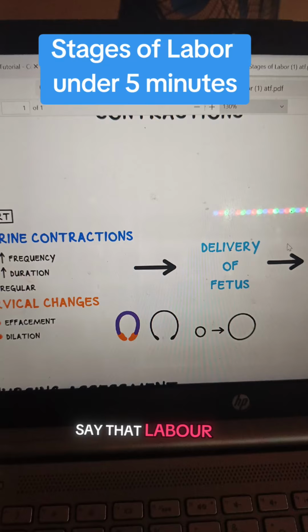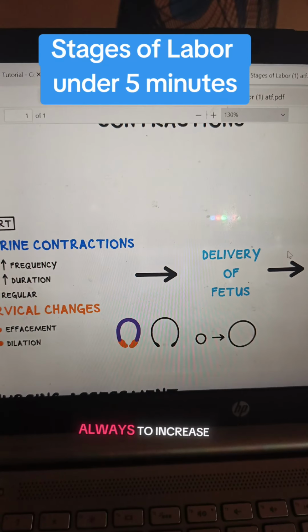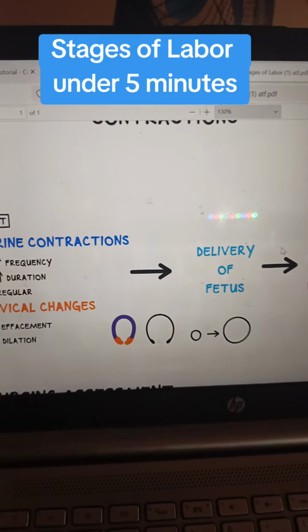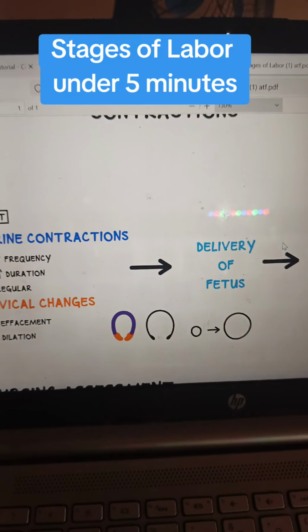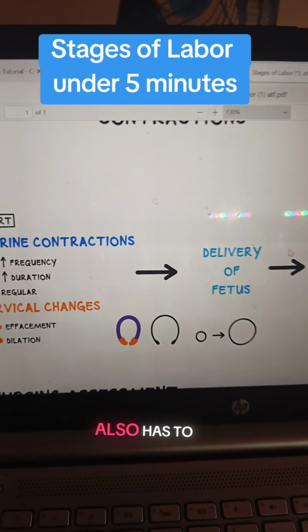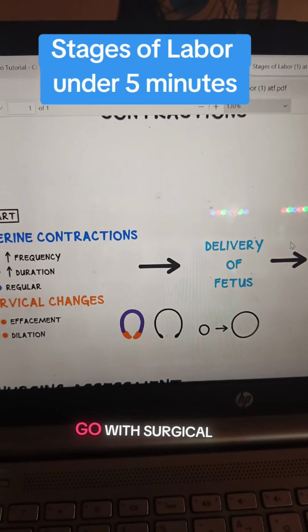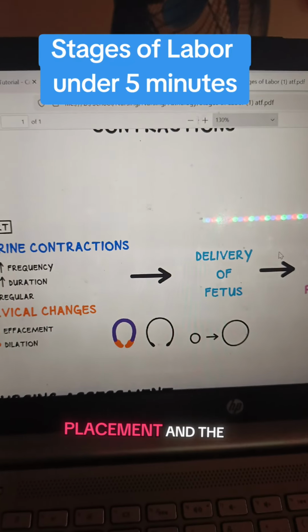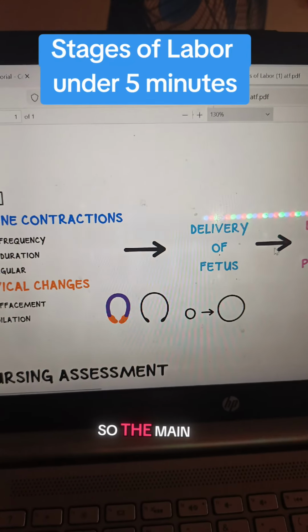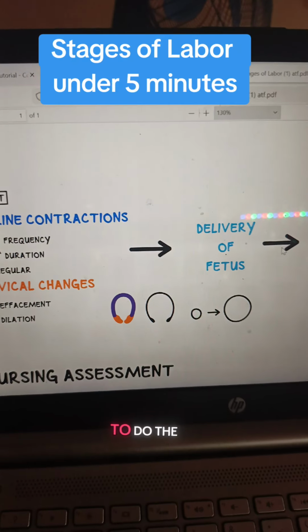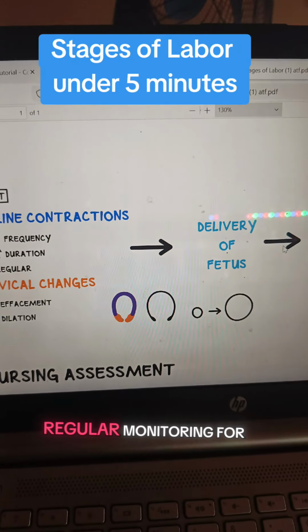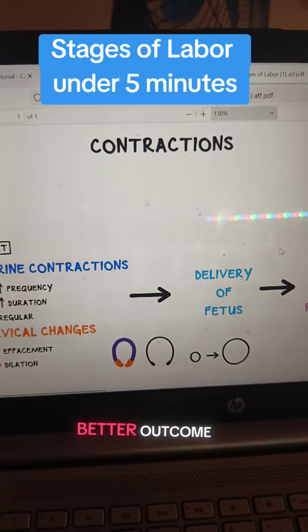And for us to say that labor has started, the contractions always have to increase in frequency, duration, and regularity. And all this also has to go with cervical changes, where we are looking at effacement and dilatation. So the main key thing that we do at this point is just regular monitoring, for you to have a better outcome.